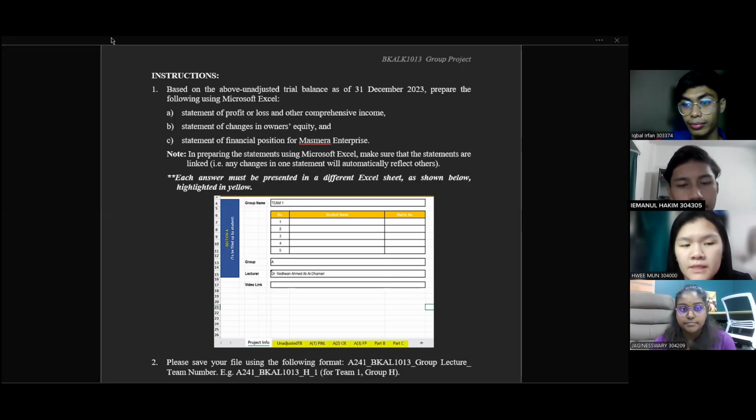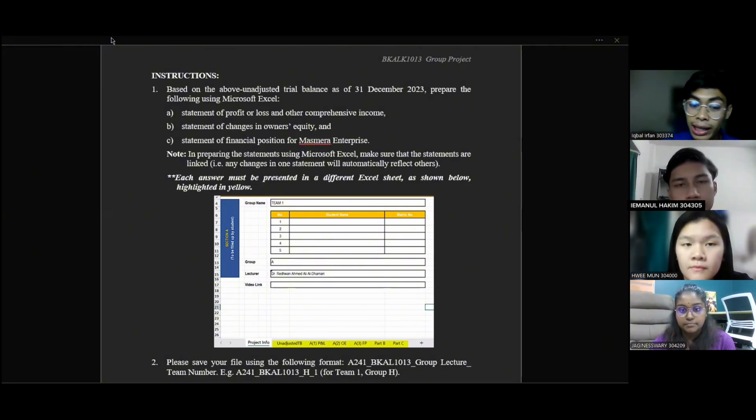Alright, so why must assets equal liabilities plus equity? Assets must equal liabilities plus equity to ensure the balance sheet follows the double entry accounting principle, showing that every transaction affects both sides equally.